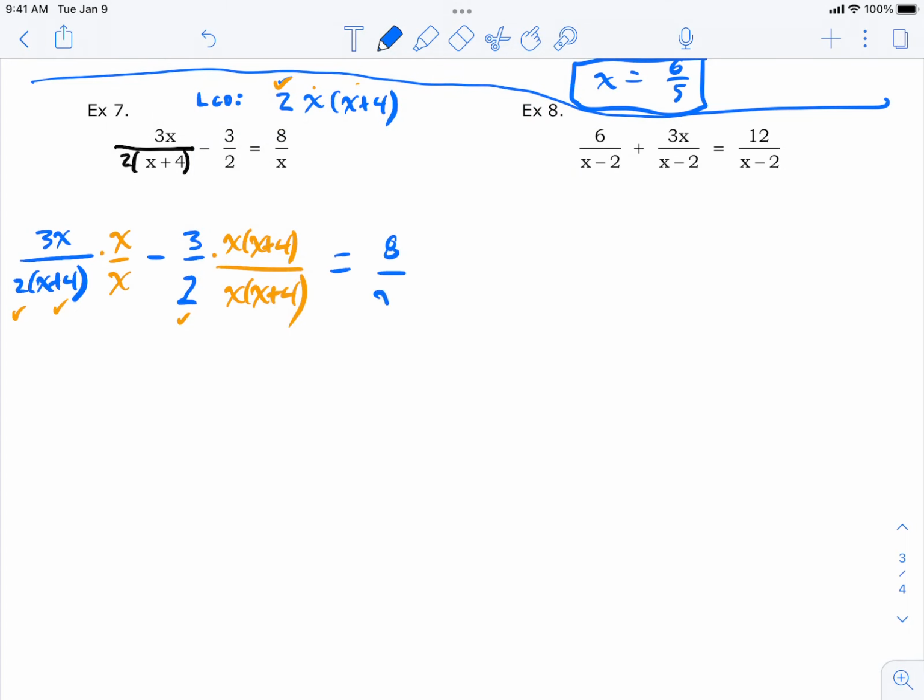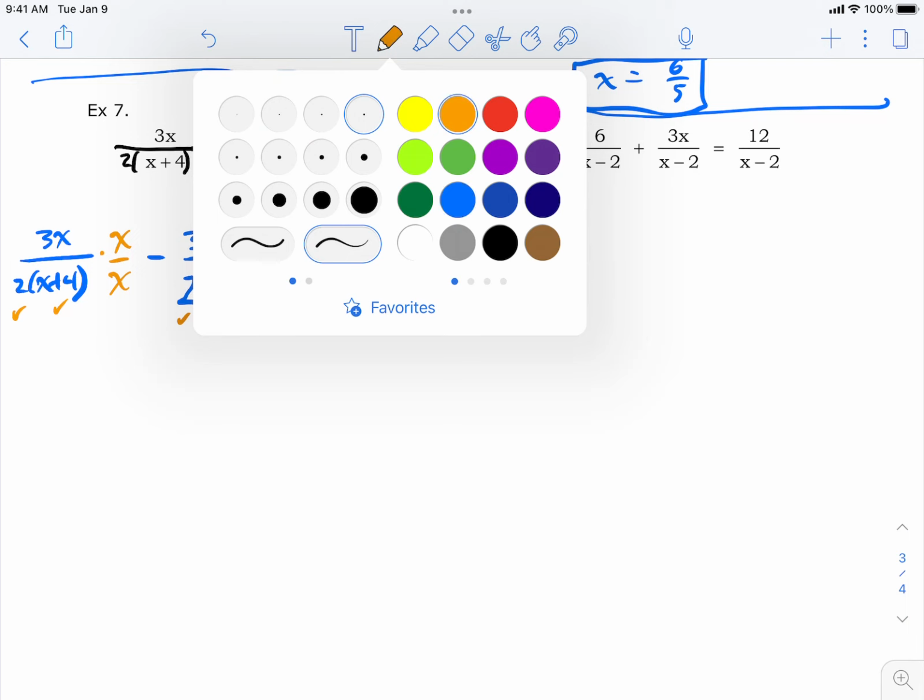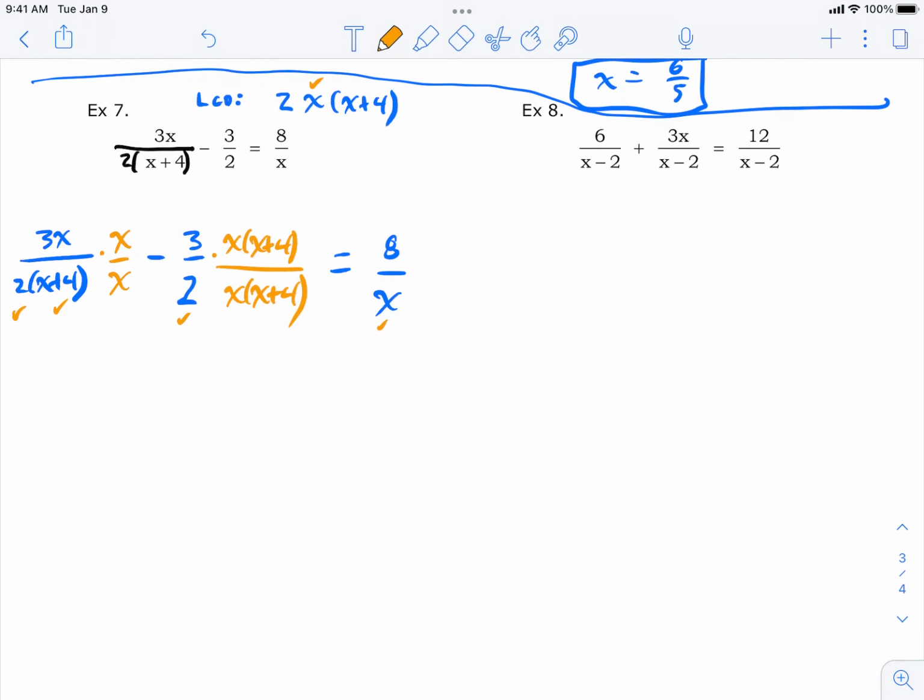Equals 8 over x. Now we ask ourselves, what pieces is this one missing? Well, it's got the x. It needs a 2, top and bottom, and it needs the x plus 4, top and bottom. So there we go. Everybody's got a matching set, right? I got a 2, x plus 4. I got a 2, x plus 4. I got a 2, x plus 4. Isn't math rhythmic? It's rhythmic, man. It's cool. It's groovy. It's wild.